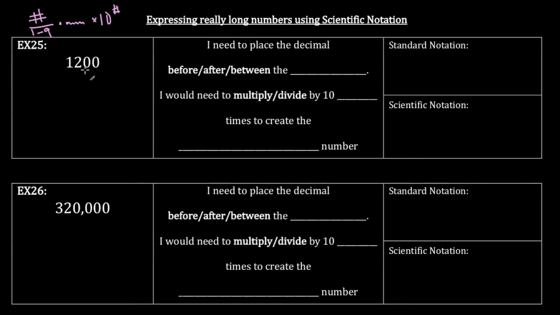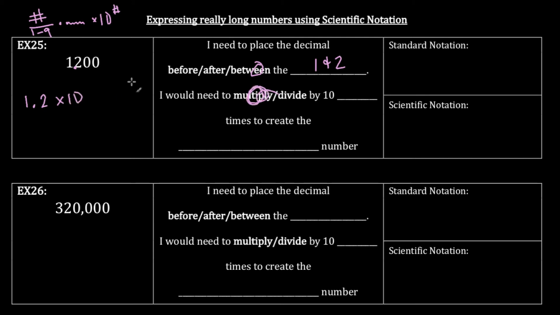So we have 1,200. I will need to place my decimal right between the 1 and the 2. The reason why is because if I put it here, it's going to be 12, and I need it to be 1 to 9, one digit. So I'm going to write 1.2. We need to multiply by 10.